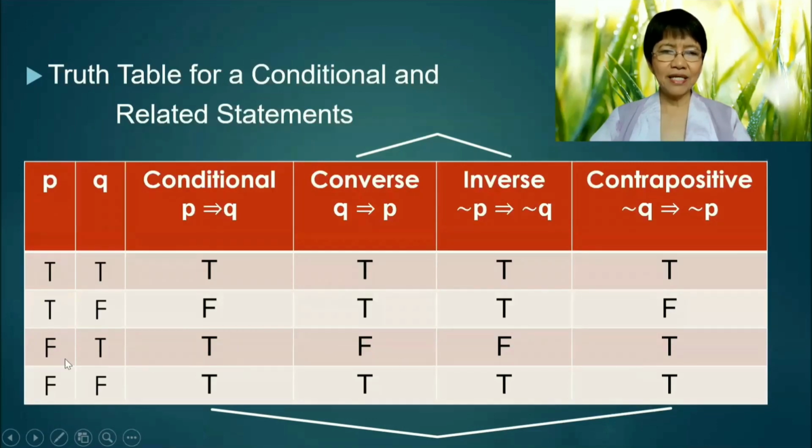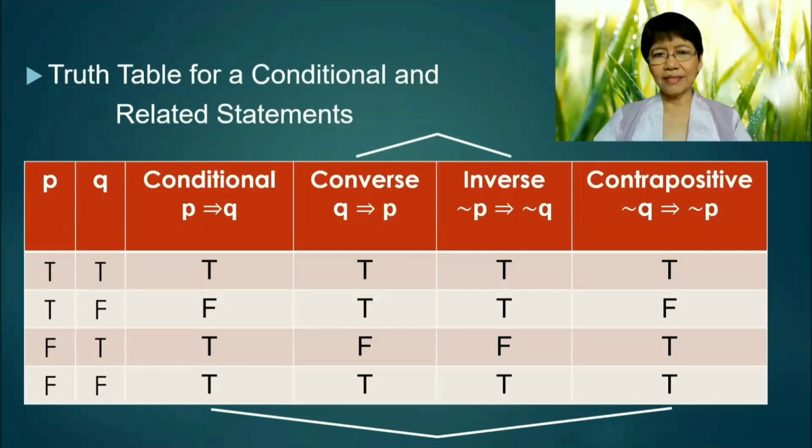And lastly, if both P and Q are false, then the conditional P implies Q is true, the converse is true, the inverse is true, and the contrapositive is also true.